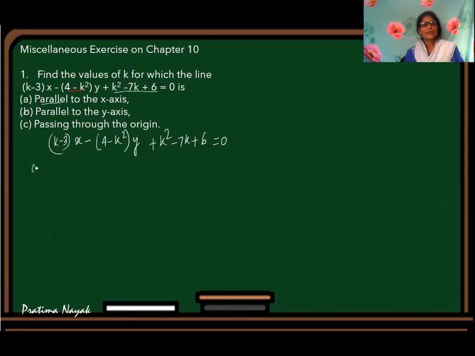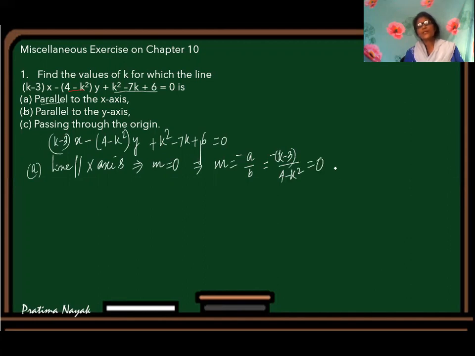First is parallel to the x-axis. Any line parallel to the x-axis means its slope is 0. What is slope? For a general line, the slope is negative coefficient of x by coefficient of y. The coefficient of x is k minus 3 with a negative sign, over 4 minus k square. I'll make it 0, so the numerator is 0, and I am getting k is equal to 3. So this is the answer for part 1: k should be 3.